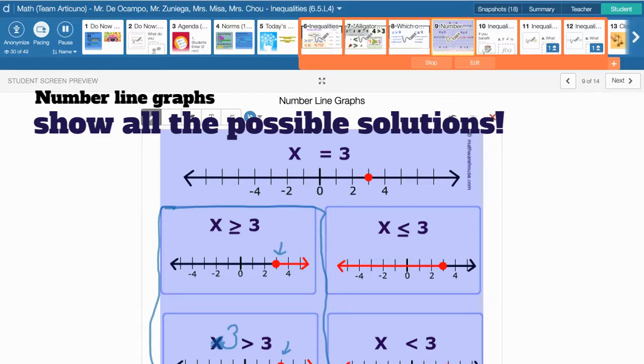But if you look over here, why did they color in 3? Well, let's check. Can x be a 3? Let's check. Is 3 greater than or equal to 3? Yeah, 3 is equal to 3. So that's why they colored in 3.